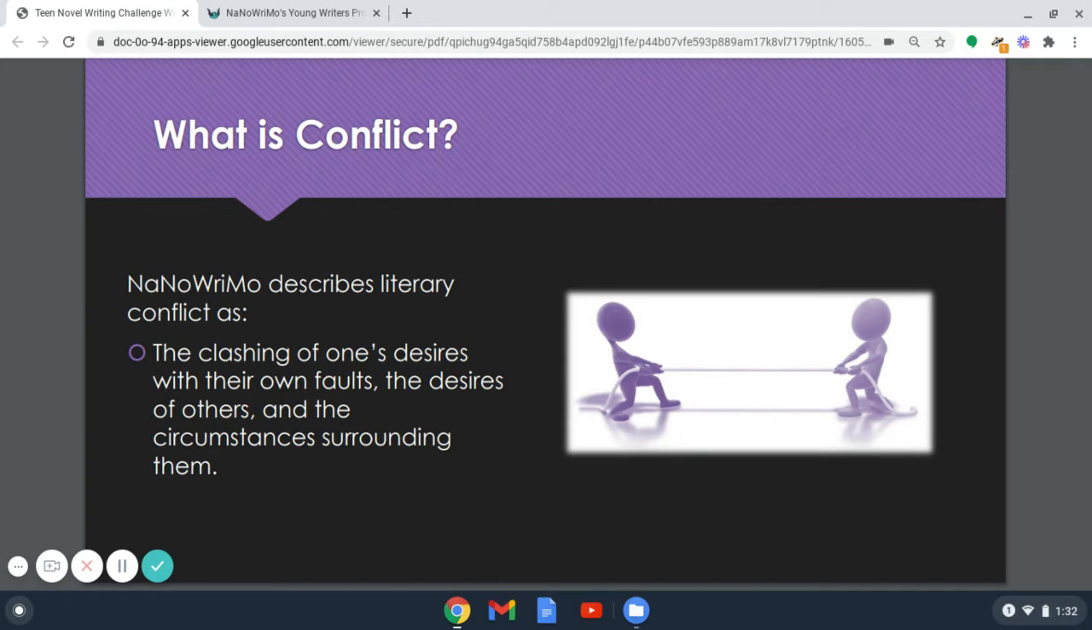All right, so here is that definition that I mentioned of conflict. And this actually comes from the NaNoWriMo workbooks, but they describe literary conflict as the clashing of one's desires with their own faults, the desires of others, and the circumstances surrounding them. And that clash is kind of the important part. So they're going to butt heads with someone. They may butt heads with themselves and a belief that they want to hold on to, but realize that it doesn't really fit what they think about the world anymore, things like that.